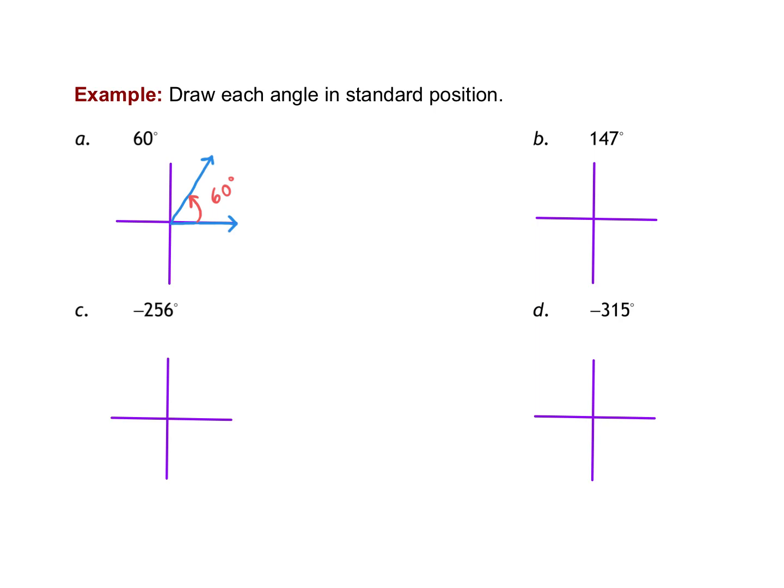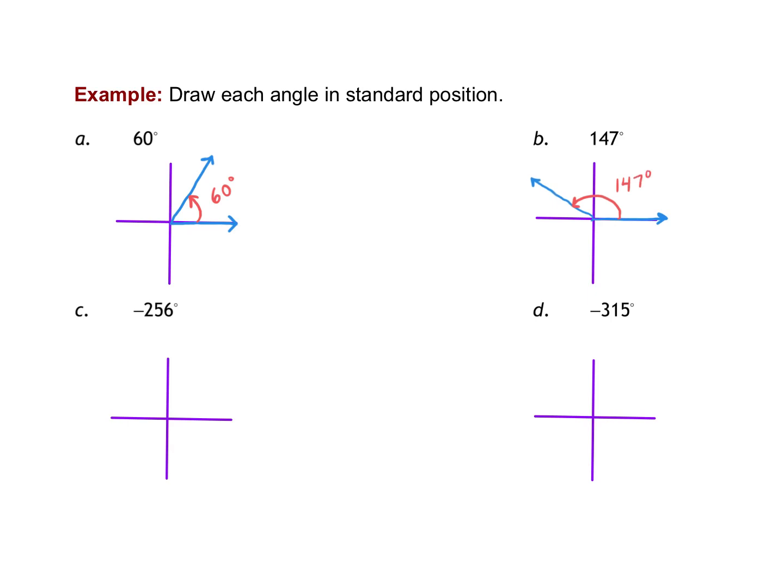So we're going to be somewhere in that second quadrant. So 147 degrees, that's close to 150 degrees. That's going to be, I would say, somewhere around here. But again, we still need that initial side. And then we want to show, because it's a positive angle, that rotation from the initial side to the terminal side is doing something like that. And that would be our 147 degrees.